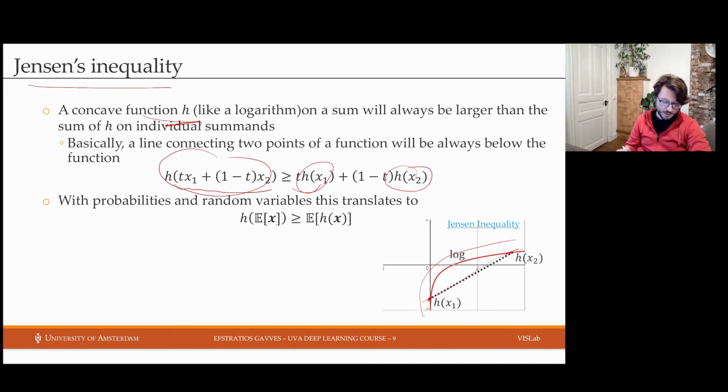Now this is very convenient because it tells us that basically we can replace our original maximum likelihood objective by a lower bound, which has exactly the form that we desire, so an expectation of whatever function follows.